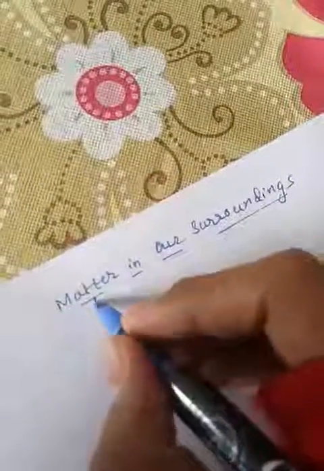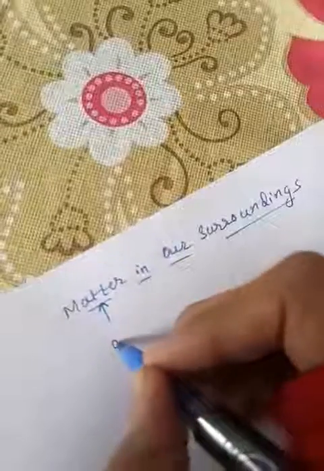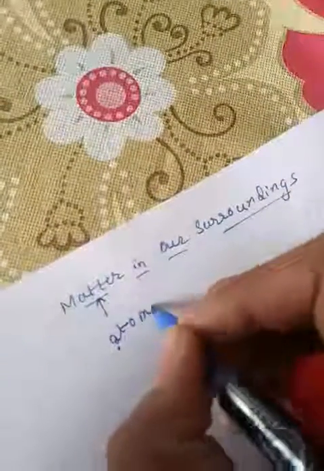So let's start. We all know that everything in this earth is made up of matter, and matter is made up of atoms. So what is the physical nature of matter?